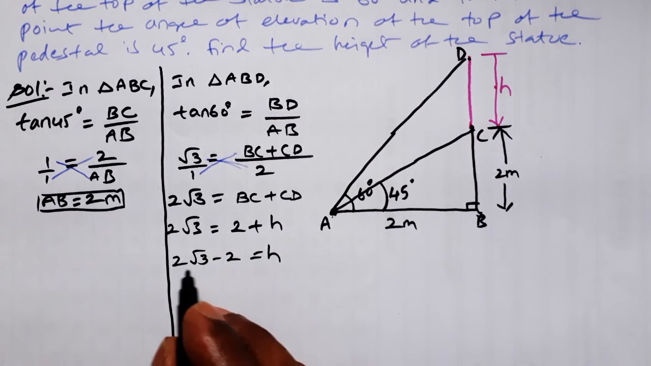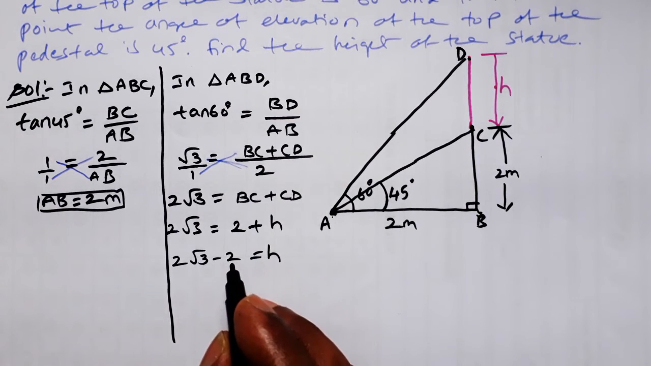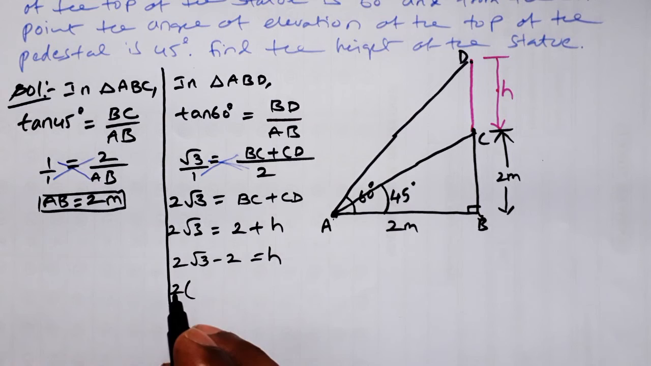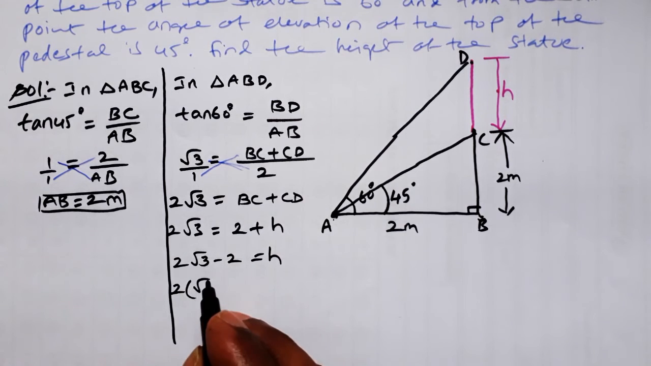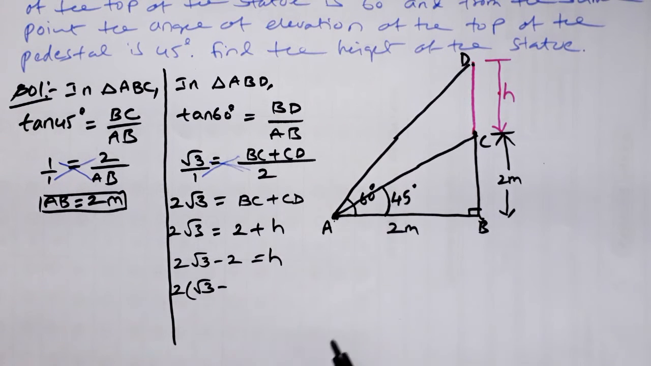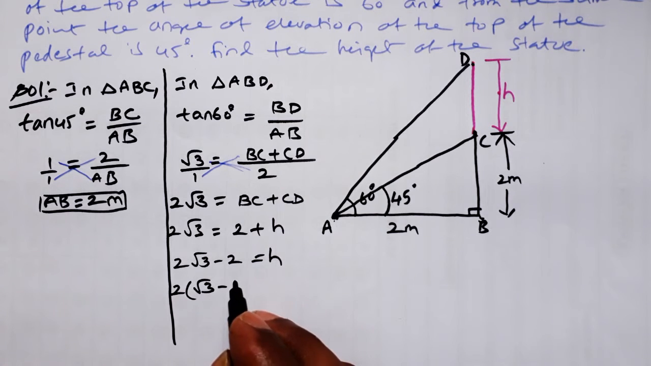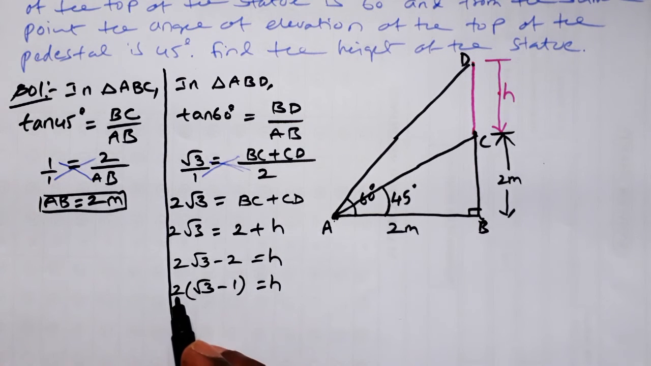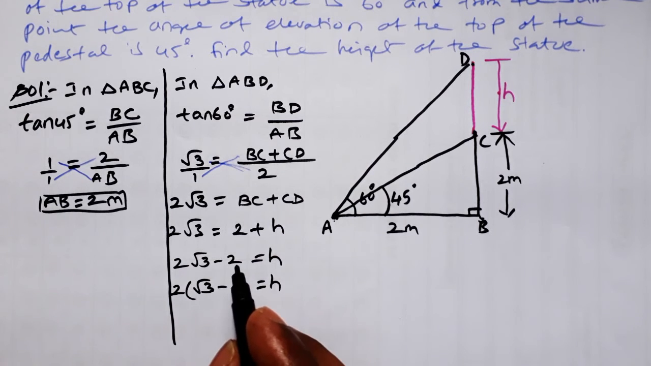Next, from these, you take 2 common. Here we have 2 and here also we have 2. So take 2 common: from 2 root 3, remaining root 3 will be there, minus, from 2, remaining 1 will be there. So 2 times (root 3 minus 1) equals h.